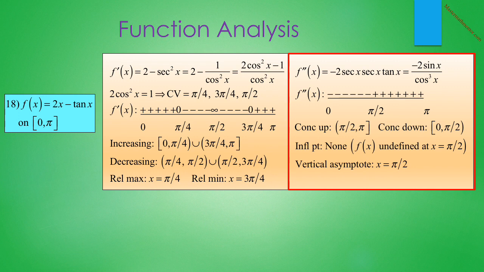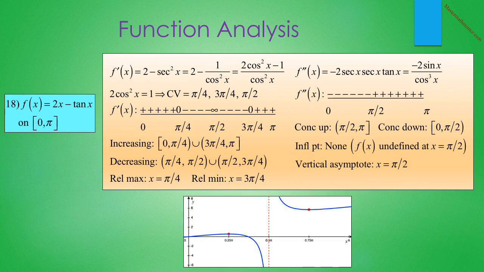But there is a vertical asymptote at x equal to pi over 2. Since the function is only evaluated on 0 to pi, it makes no sense to talk about limits of f of x as x approaches infinity or negative infinity. Our graph confirms the solution.